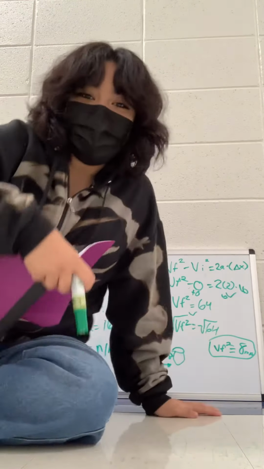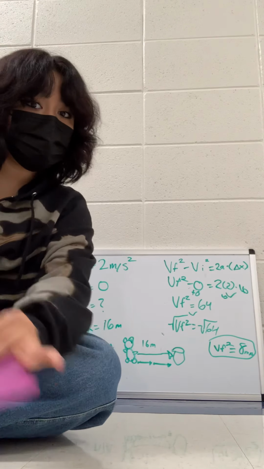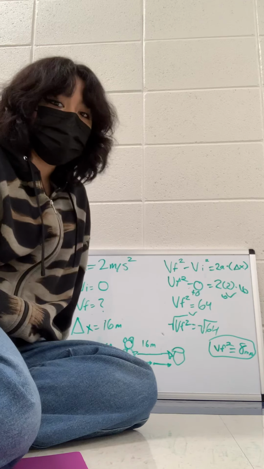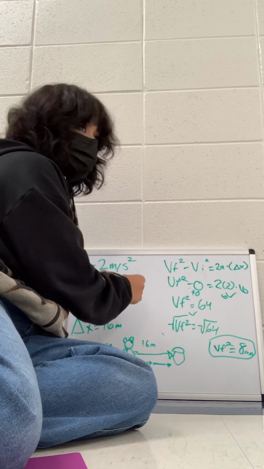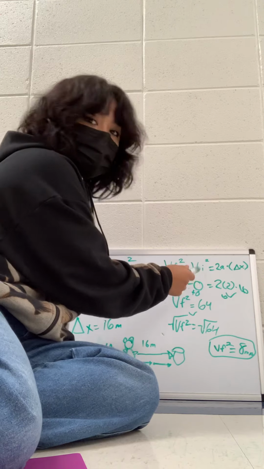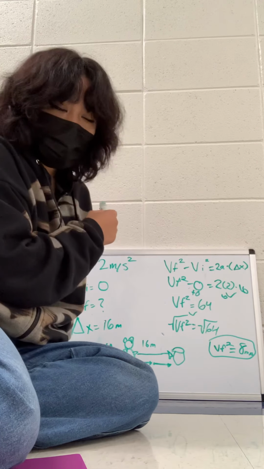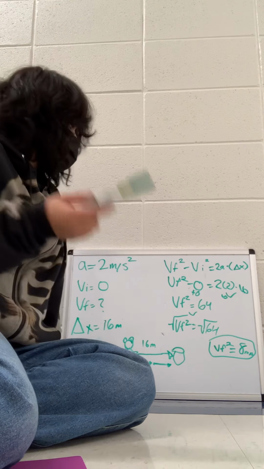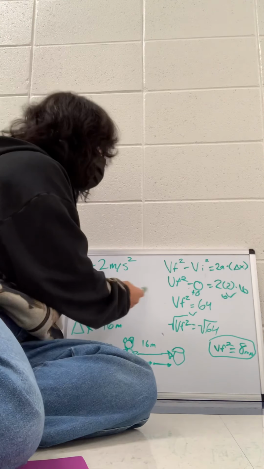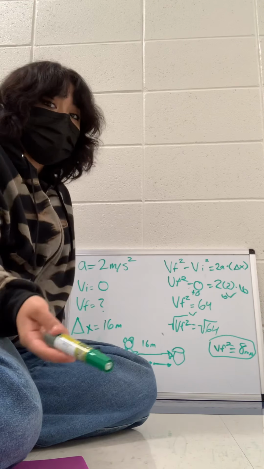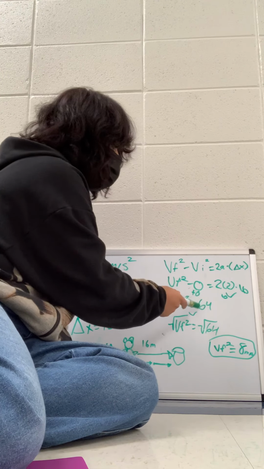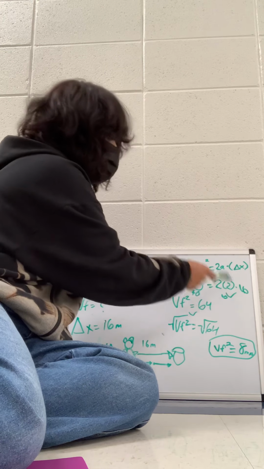Now that we have all the variables listed, and what we do and don't know, we implement them in the equation. The equation I chose to solve for v of f is v of f squared minus v i squared equals 2a times delta x. Because I've already listed all my variables, it's quite simple. All I have to do is input them into the equation. After inputting them, I get v of f squared minus 0 equals 2 times 2 times 16.